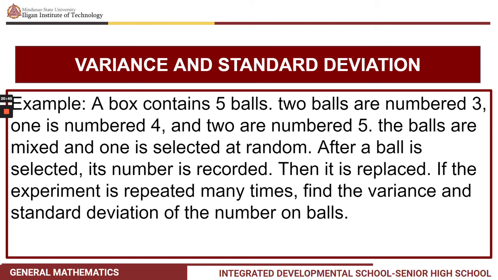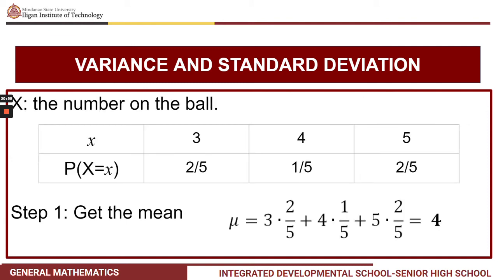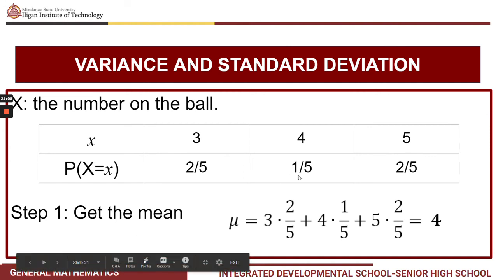So, mayroong 5. So, yung probability experiment natin is may 5 balls, tapos numbered 3, 4, and 5. So, mayroong dalawang 3, isang 4, tsaka dalawang 5. So, gawa tayo ng probability distribution for that. So, possible outcomes, 3, 4, 5 are values. And then, corresponding probabilities, 2/5, 1/5, and 2/5.